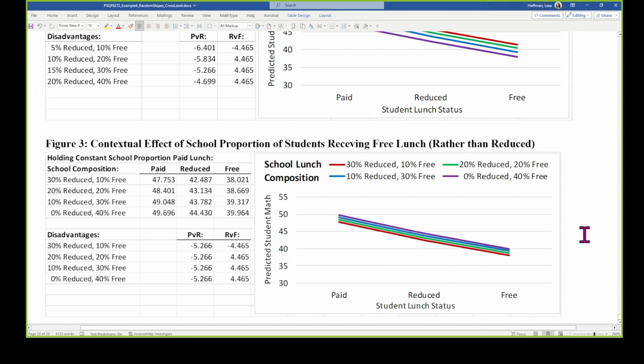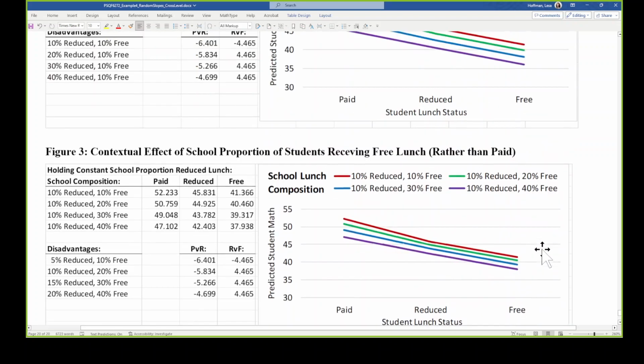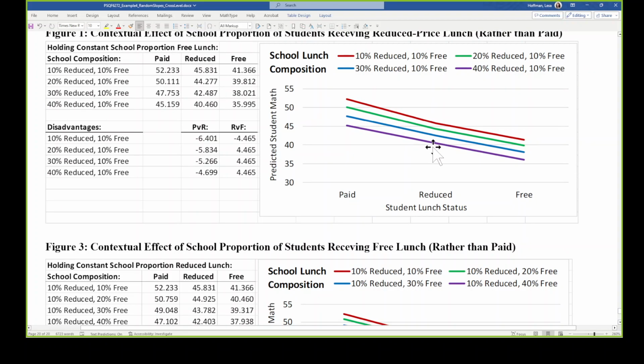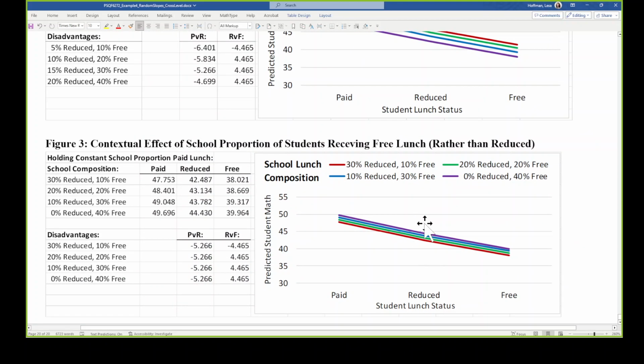So all together, I would say that at the child level, yes, it matters if you get free instead of just reduced. There's an extra disadvantage. But at the school composition level, that's not true. At the school composition level, it's just how many kids are poor, regardless of which kind of poor you are.